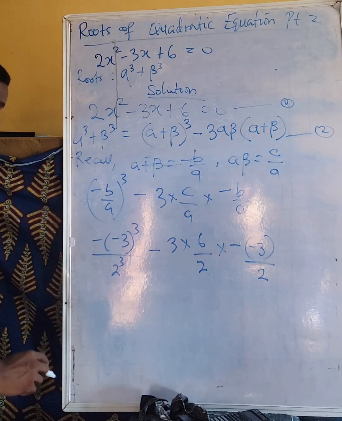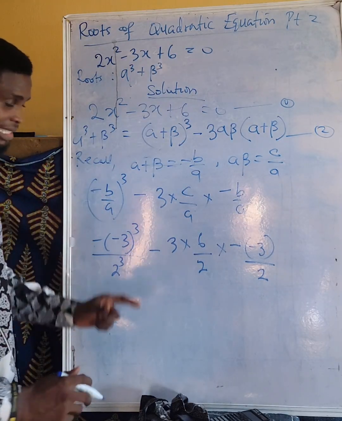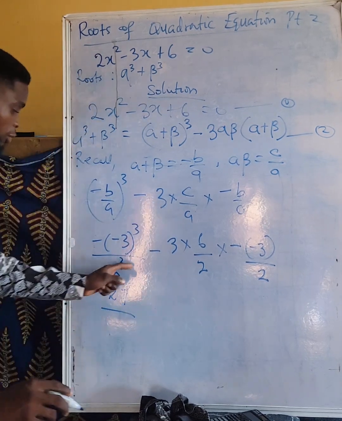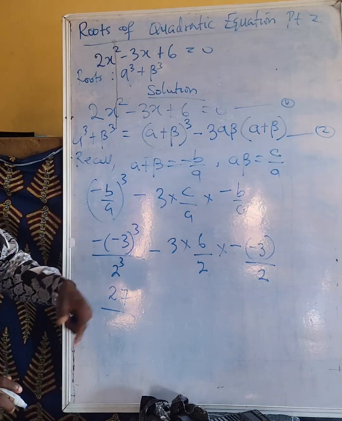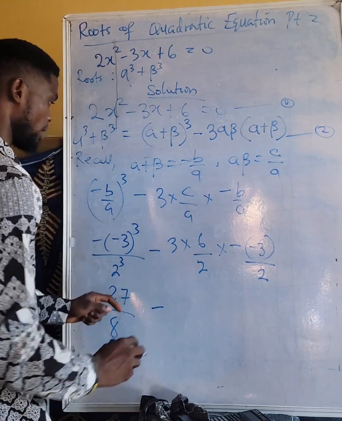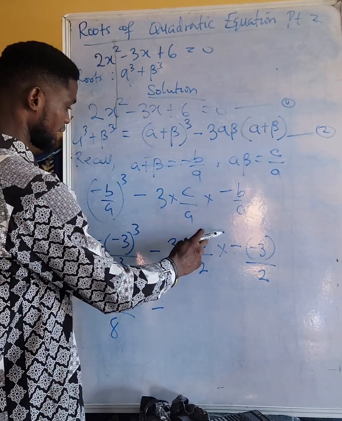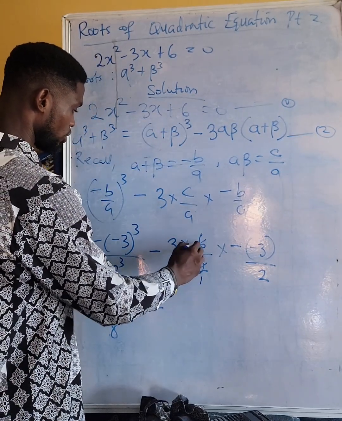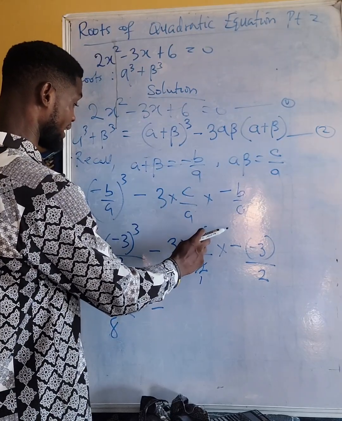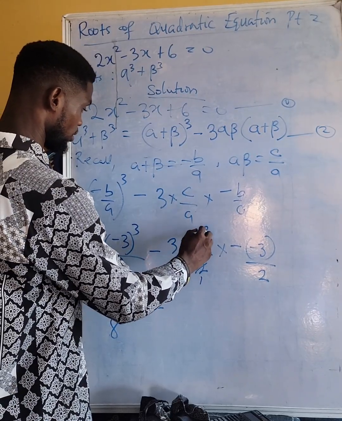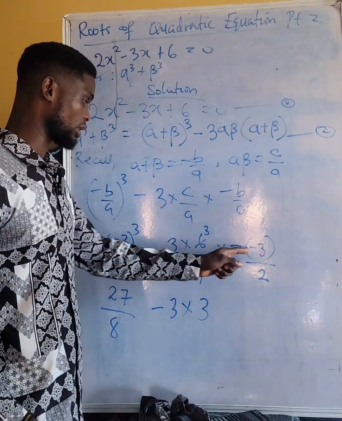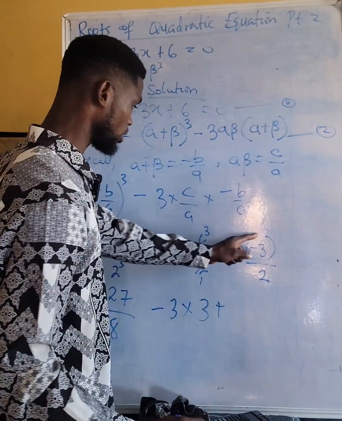3 raised to power 3, that is 3 cube, will give you 27. That is 3 times 3, 9 times 3, 27. So we have 27 over 2 raised to power 3, that is 2 times 2 times 2, will give us 8. So we have 8 minus, this can cancel this: 3 divided by 2 here is 1, 2 into 6 will give you 3. So we have 3 times 3, minus times minus will give you plus 3 over 2.